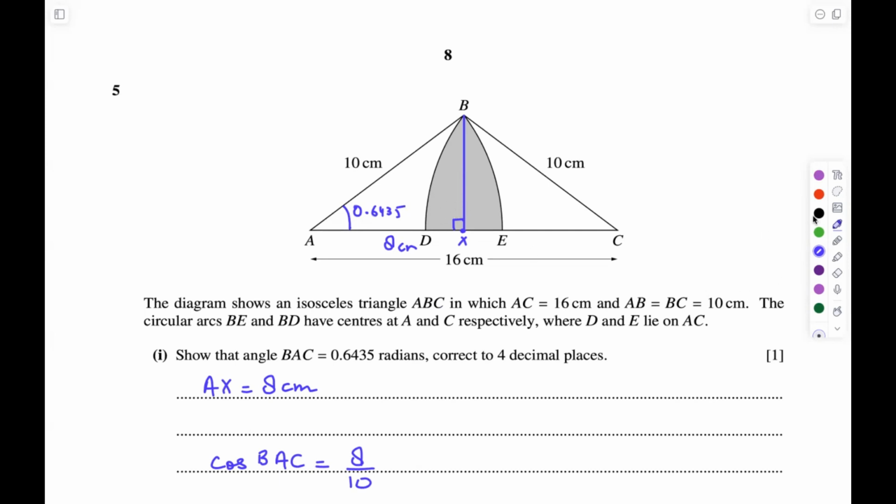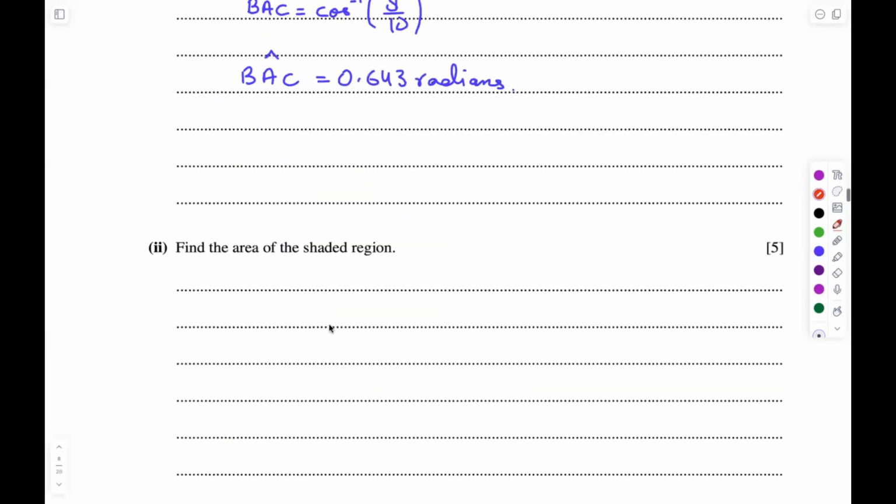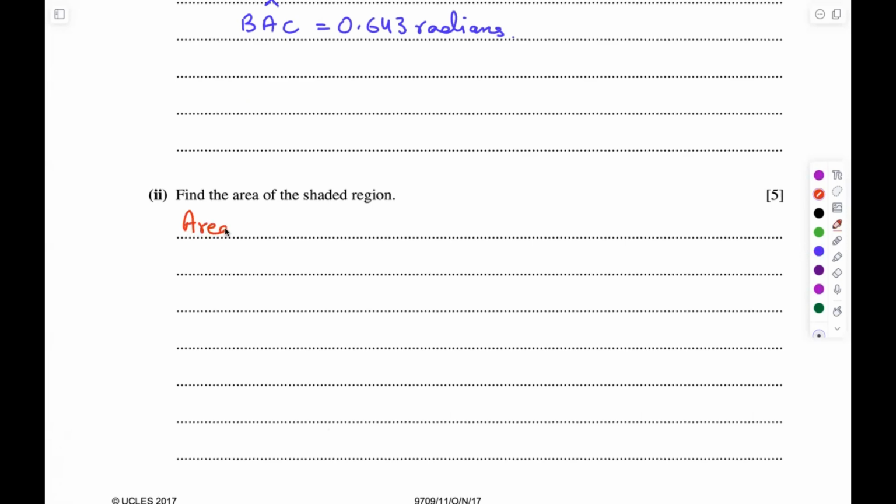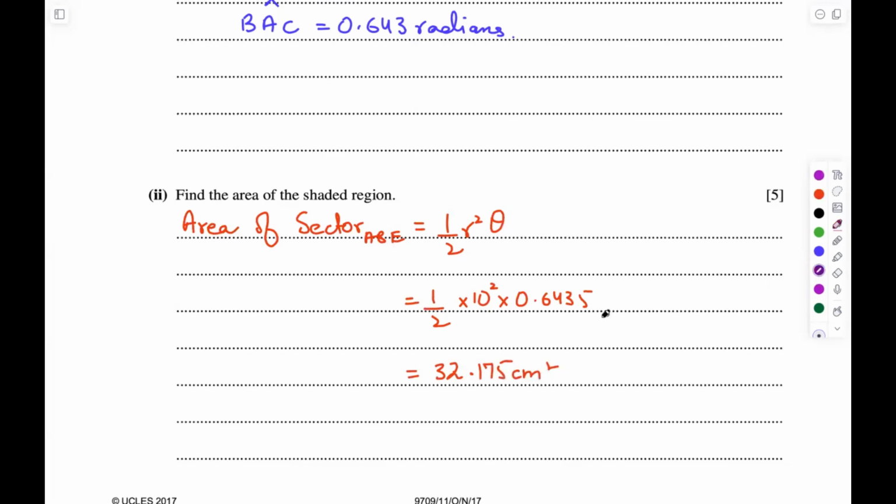So in the first step, finding the area of the sector, the radius is 10 and the angle is 0.6435. So the area of sector ABE is given by the formula half r squared theta. We know that the radius will be 10, so this will be half into 10 squared, and the angle is 0.6435. So multiplying 10 squared, which is 100, by 0.6435 and dividing it by 2, the area of the sector will be equal to 32.175 centimeter squared.